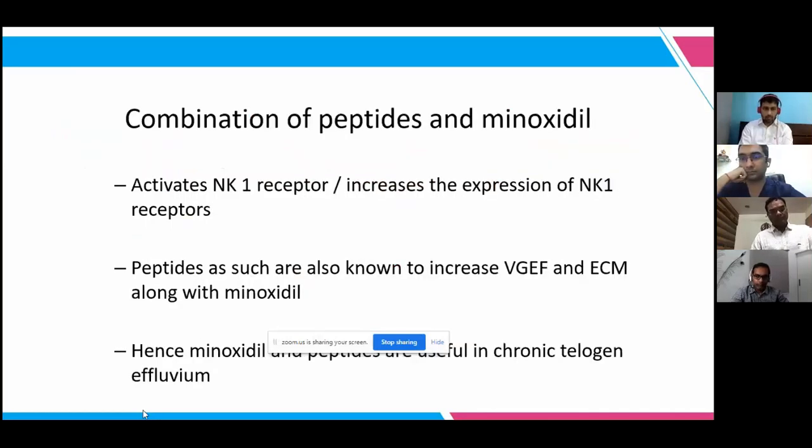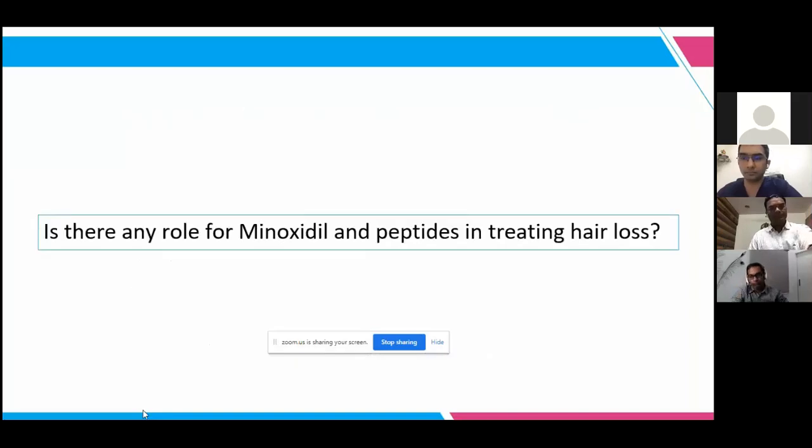And the combination of peptides with minoxidil, because they have mentioned that, and I'm coming to the peptides also at the same time, they said that it increases the expression of NK1 receptors, and peptides are also known to increase the vascular endothelial growth factor and extracellular matrix along with minoxidil. That's why minoxidil and peptide combination is good for chronic telogen effluvium. That's what they have mentioned.